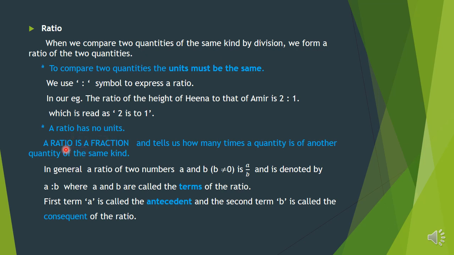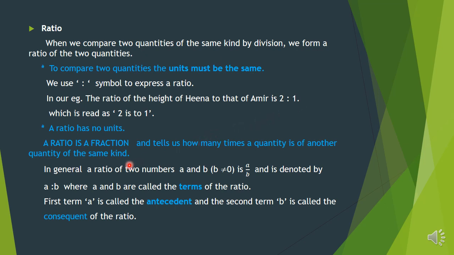Another point is a ratio is a fraction and tells us how many times a quantity is of another quantity of the same kind. A ratio is a fraction. Children, what is the fraction here? 2:1 we can write as 2/1, or 1:2 we can write as 1/2 as a fraction. Okay, so two methods we can use for representing a ratio. Either we can write using the simple ratio symbol, or we can write as a fraction, 2:1 or 2/1.